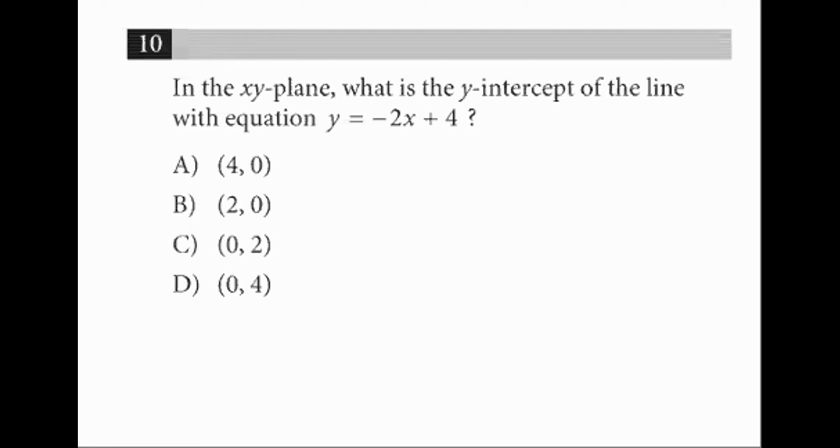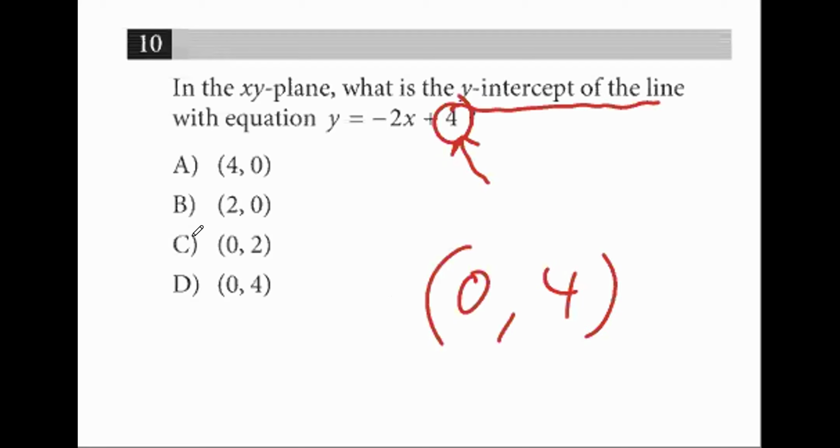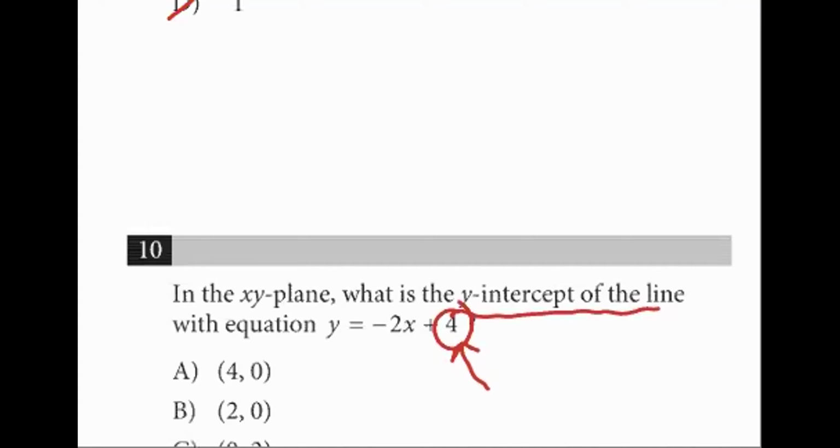Okay, so question 10. We're given an equation. What is the y-intercept of the line? Well, we're given this in slope-intercept form, so this is the y-intercept, the 4, which would just mean y-intercept means x is 0, so (0, 4). So the correct answer is D. Okay, question 11.